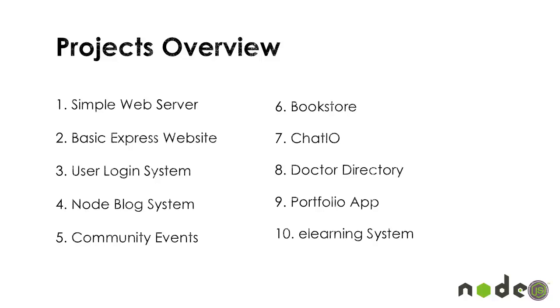Chapter 4 will be a simple blogging system. Chapter 5 will be a community events program. So basically, we're going to use Drywall for user management, and then we're going to add some functionality for events. Chapter 6 will be the TechBooks bookstore. That'll use Kraken and Express, and we'll also integrate PayPal a little bit.